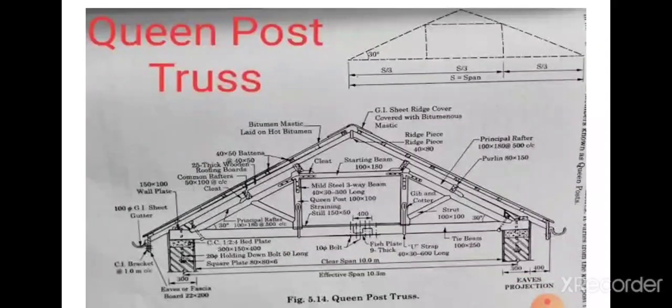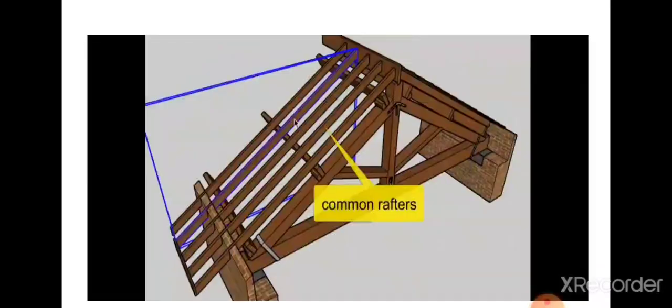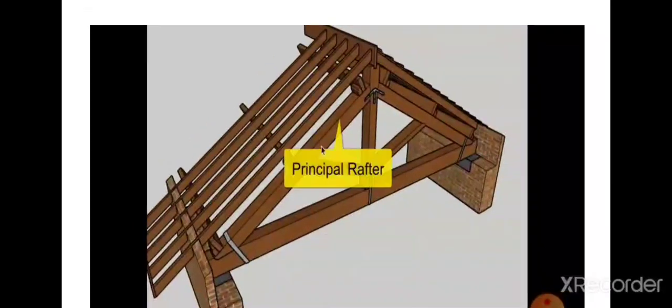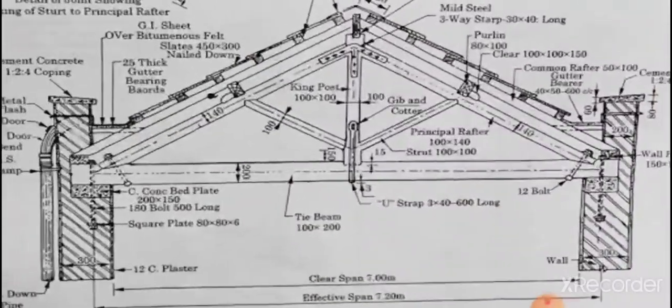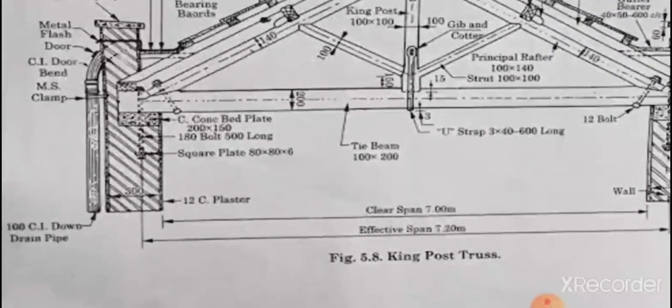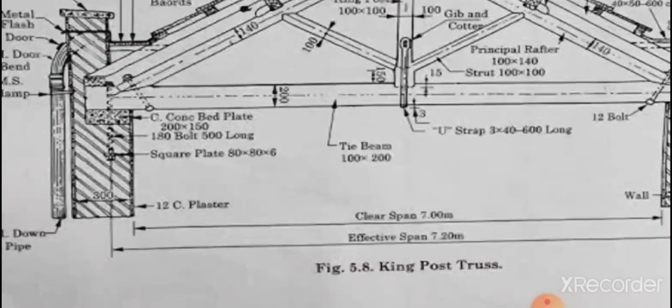And this is the diagram of the queen post that you will have to draw. In order to draw these king post and queen post drawings, you will have to adopt a scale, and the scale is 1:25. Suppose the clear span given here is 7 meters, that means 700 centimeters. So you will have to divide that 700 centimeter by 25, and whatever dimension you get, you will have to provide here in the drawing.